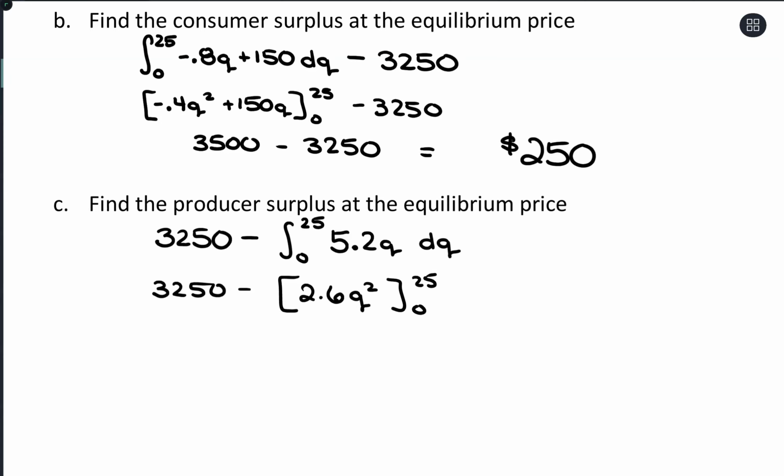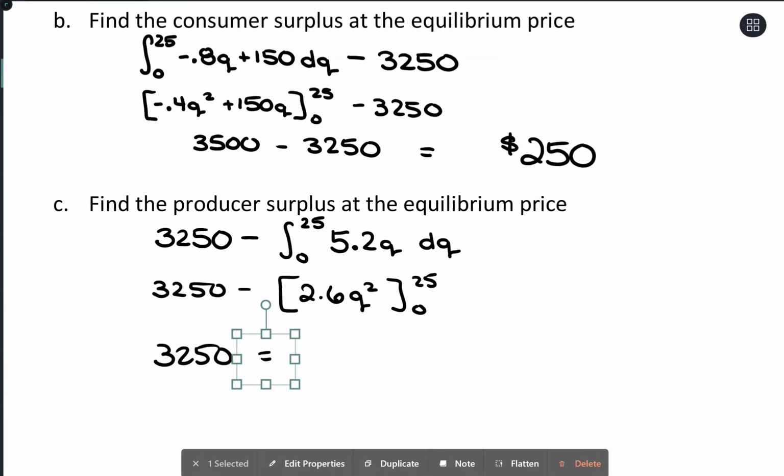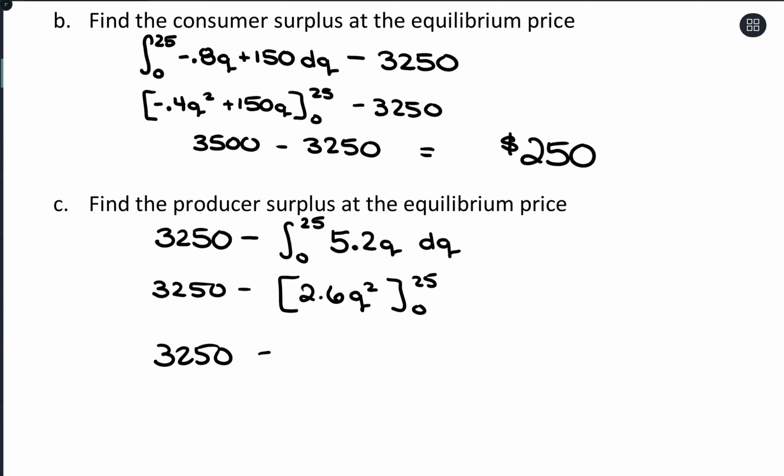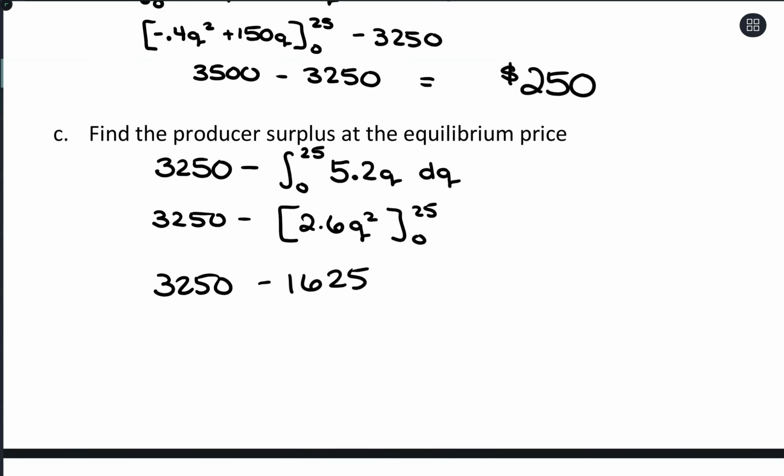If we plug in 0, that won't do anything, so we're really just interested in plugging 25 in. So 2.6 times 25 squared is 1,625. So 3,250 minus 1,625, which is $1,625, is the producer surplus.